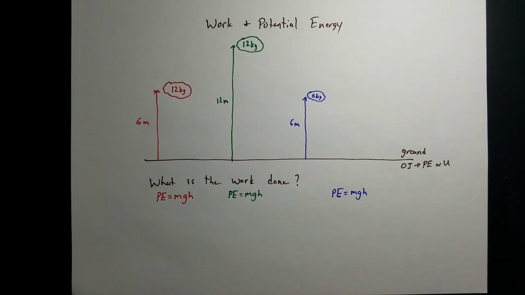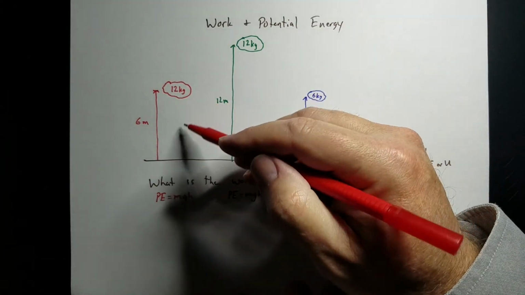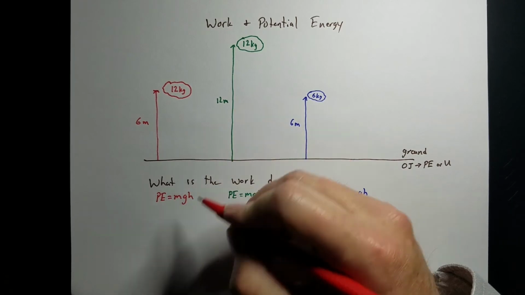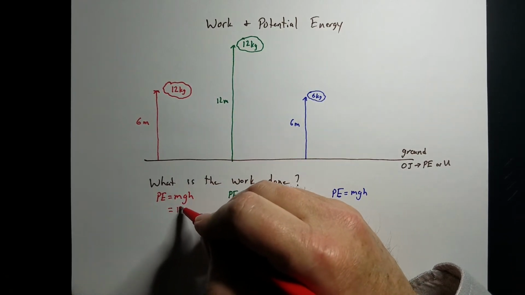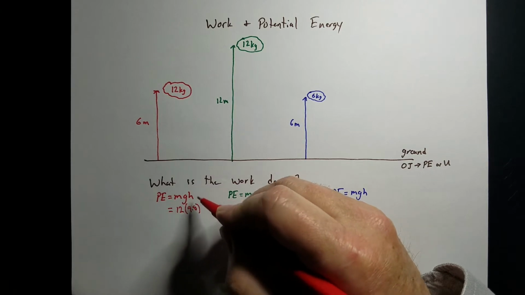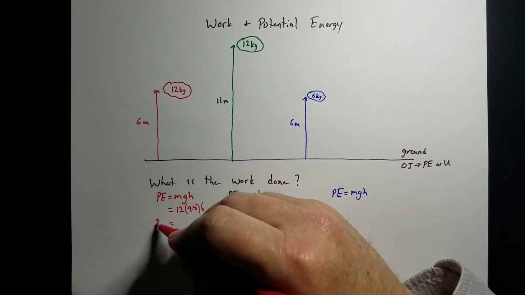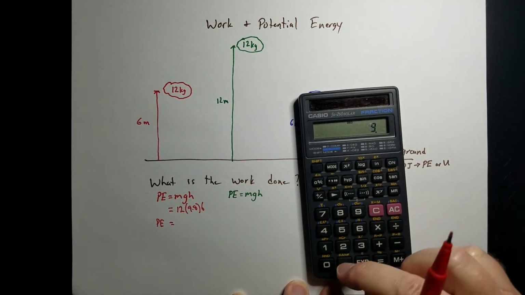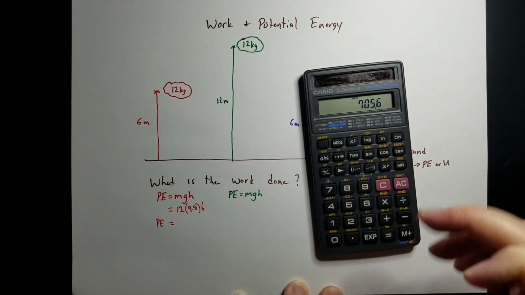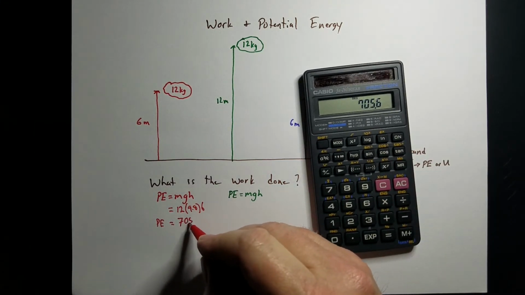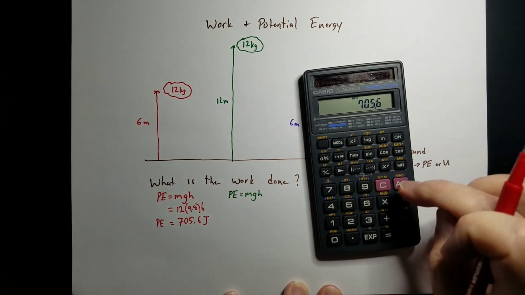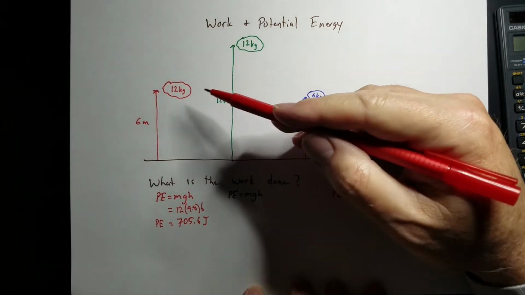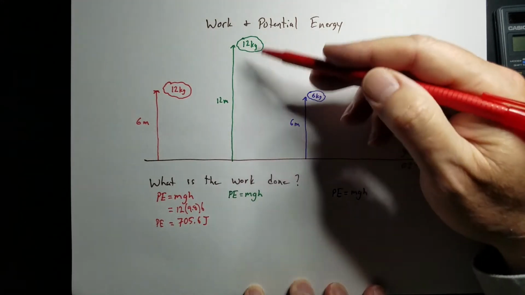Okay, in this situation, we have a mass at different heights above the ground. Let's start off with this one. It's 12 kilograms, 6 meters above the ground. So if I want to find its potential energy, it's simply 12 times 9.8 times a height of 6. And we get a potential energy of that object to be 705.6 joules of potential energy.